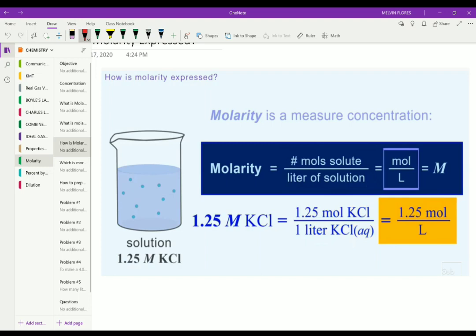of KCl solution. So when it's an aqueous solution, it's actually made up of water solvent. So we have 1.25 mole per liter of that solution. So I repeat, if we have 1.25 molarity KCl, there's 1.25 mole of KCl in every liter of that solution.